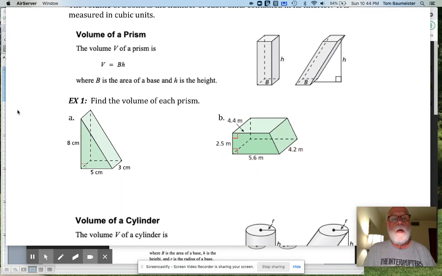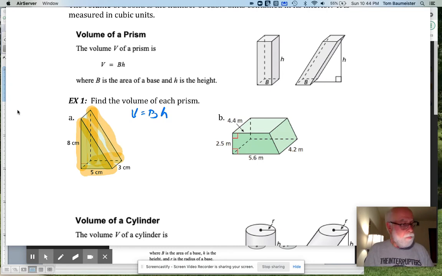So example one, find the volume of each prism. For A, remember the volume is equal to capital B times the height. On this one, what is your base? Remember, the base is the one that has the same figure and they're parallel to each other. Here we have a triangle at the front and one at the back. So that would be our base.